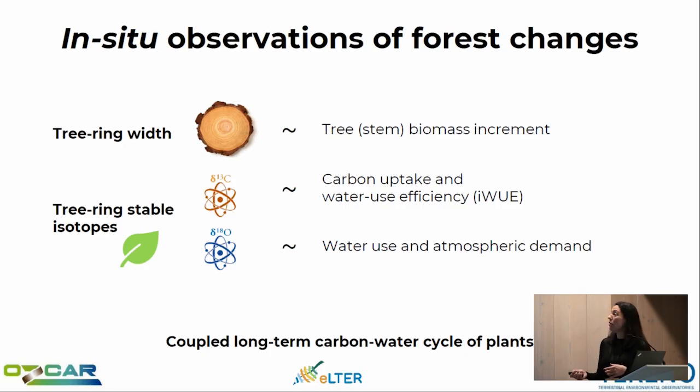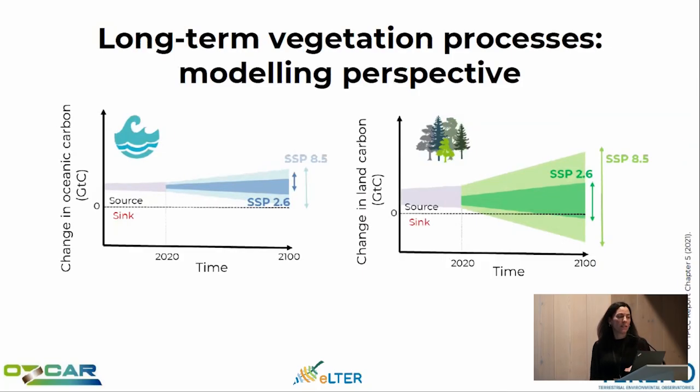With these variables, we have the coupled long-term carbon-water cycle of plants. And why am I mentioning long-term so many times? Because this is a conceptual diagram that I made based on the data from the 6th IPCC report on the biogeochemical cycles, and it shows the evolution of the two main carbon sinks on Earth, which are the oceans on this side and the forest. The forest is the main one.